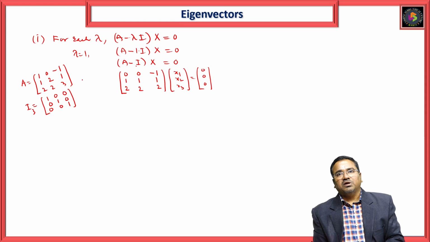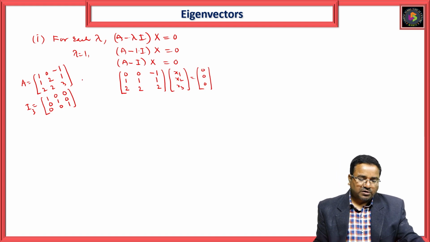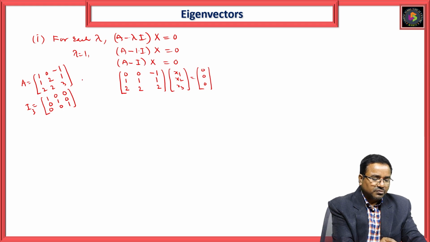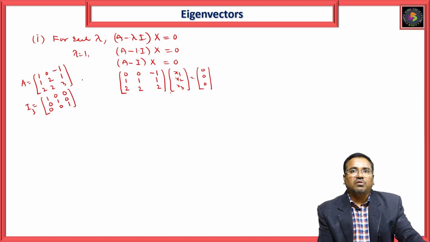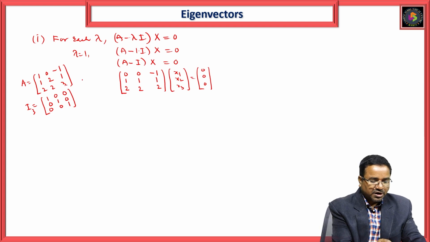Then how to write A minus I directly? Just simply subtract 1 from the diagonal elements. The remaining entries of A you can write as they are. Just check it. What are the remaining entries? 0 minus 1, 0 minus 1, 1, 2. This is 1, 1. But you have to subtract 1 from the diagonal. So 1 minus 1, 0. 2 minus 1, 1. 3 minus 1, 2.